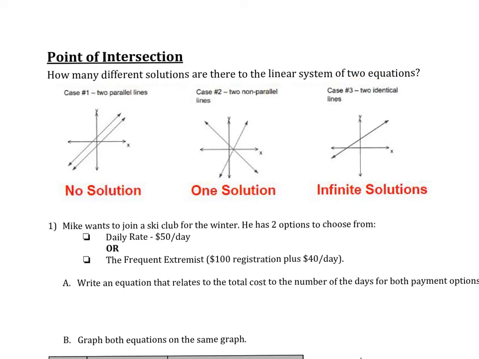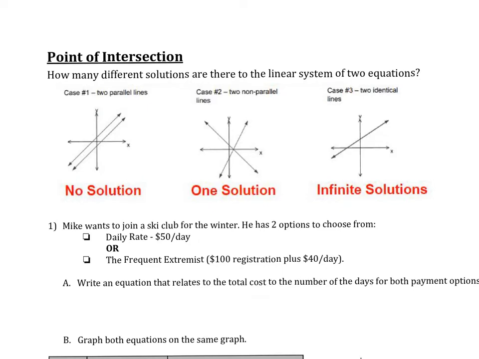So there are three different scenarios that you can come across when we are looking at two equations. Case one would be if the two lines are parallel. If the two lines are parallel, then these two lines will never cross each other, and we say that there is no solution. Case two is if there are two non-parallel lines. In this scenario, these two non-parallel lines will always cross at one point, and this is called their point of intersection, and we say they have one solution.